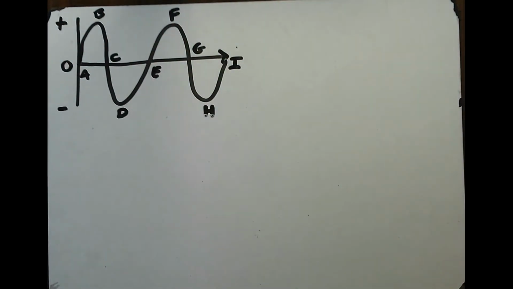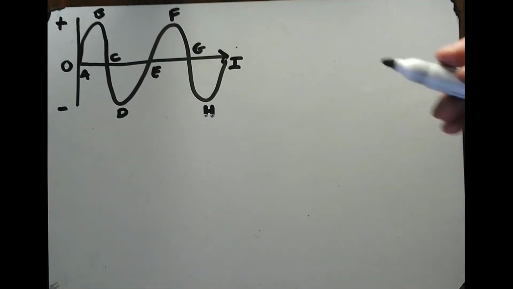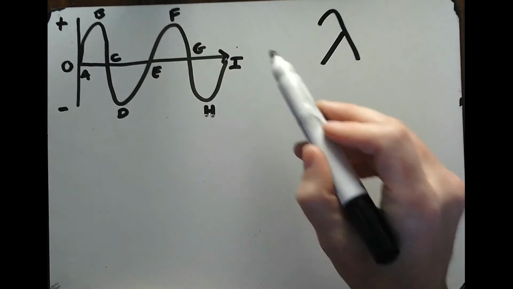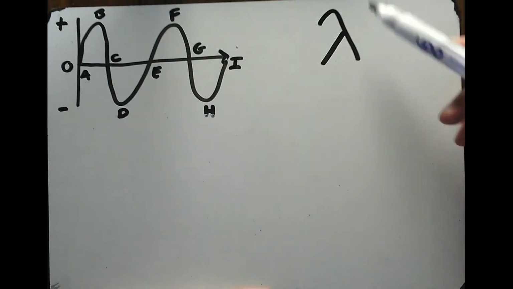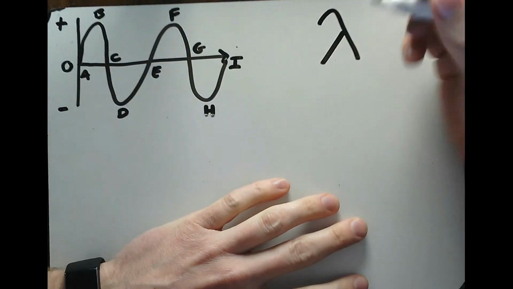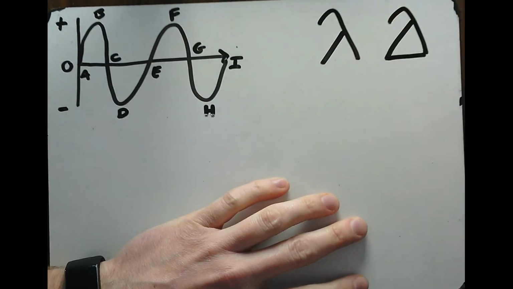So the final part of the wave that we have to discuss and we have to be able to identify is the wavelength. Now, wavelength is represented using this symbol. It's the symbol lambda, okay? And personally, I think it looks like a coat hanger. There's a coat hanger, but without the bottom part.